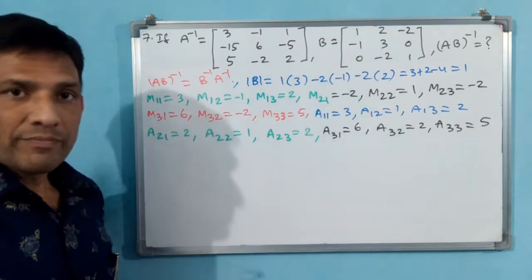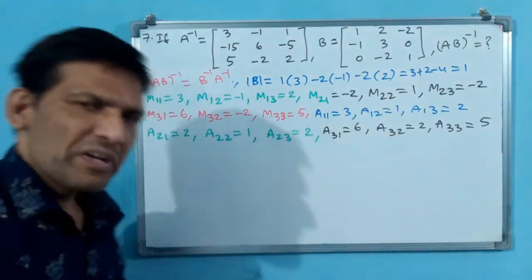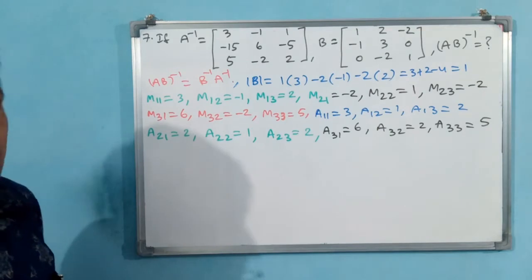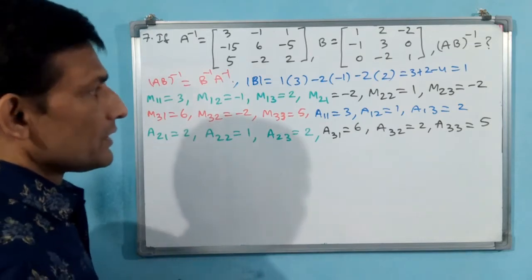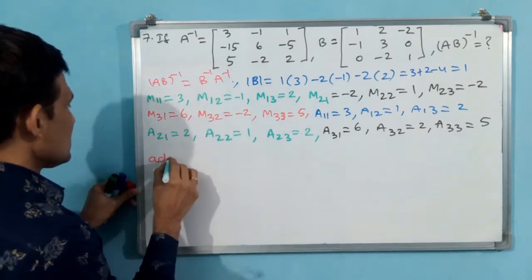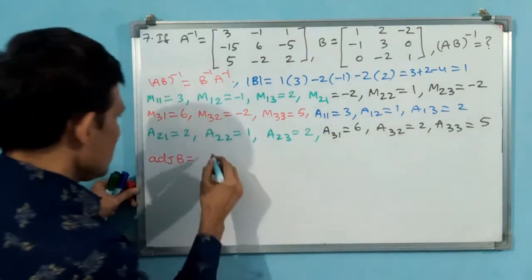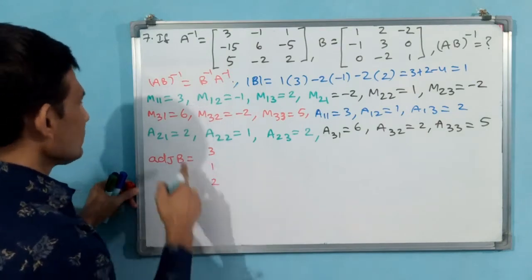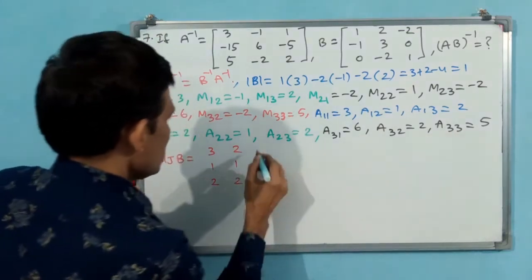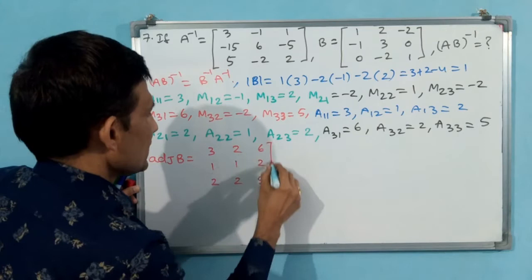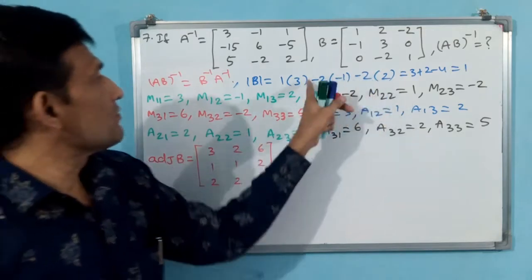You can find adjoint of B. Okay, let us find adjoint of B. Adjoint of B, once determinant you have already got 1, adjoint B itself is B inverse. Why? Because determinant is 1. That is why. Okay, let us write. See how I am writing. Adjoint B is equal to these cofactors you have to write column wise. 3 1 2, 2 1 2, 6 2 5. Okay, this is equal to B inverse. Why? Because determinant is 1.